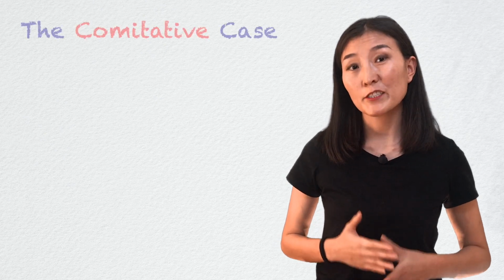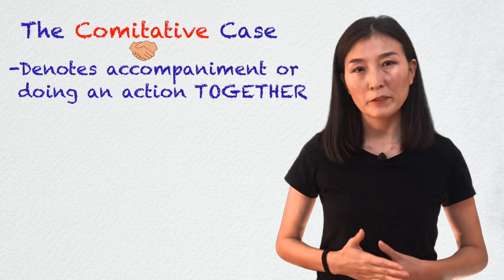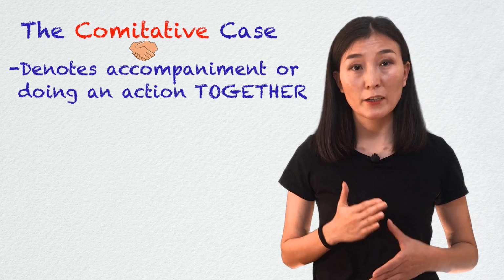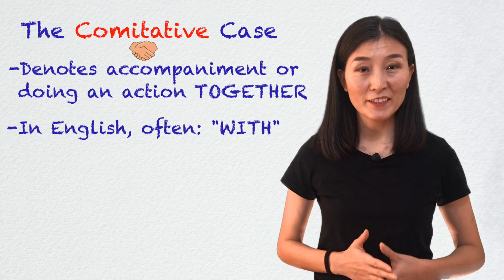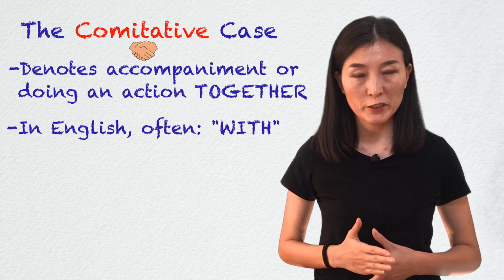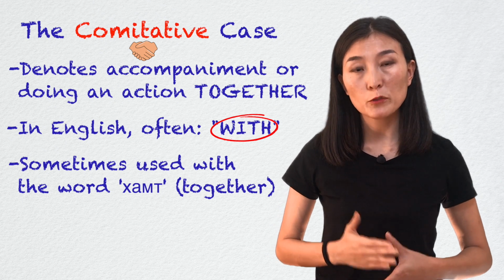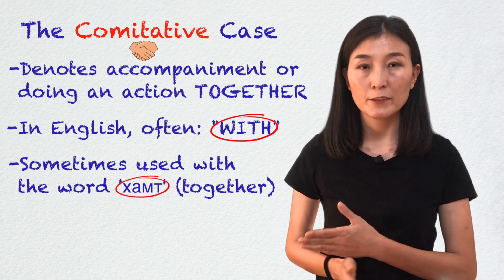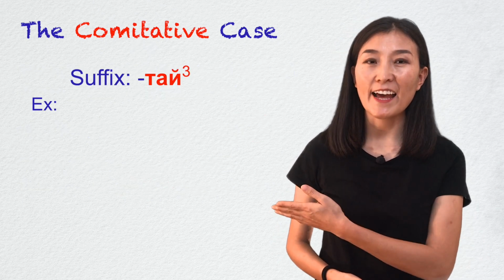The second case we're learning today is the comitative case. The comitative case denotes accompaniment or doing something together. Basically, it's often the preposition with in English. Sometimes it's used with the word хамт, together. The suffix for this case is тай.